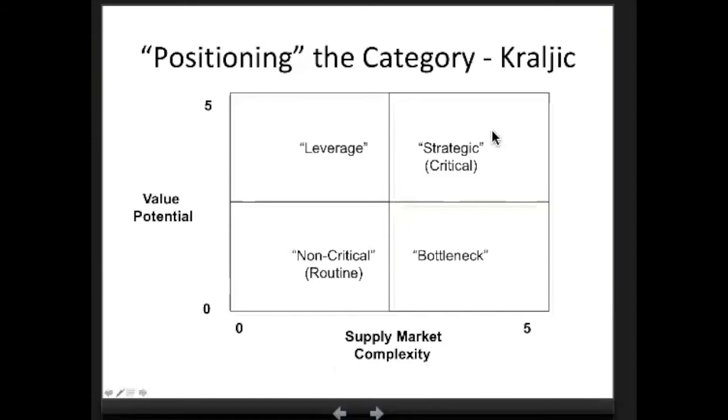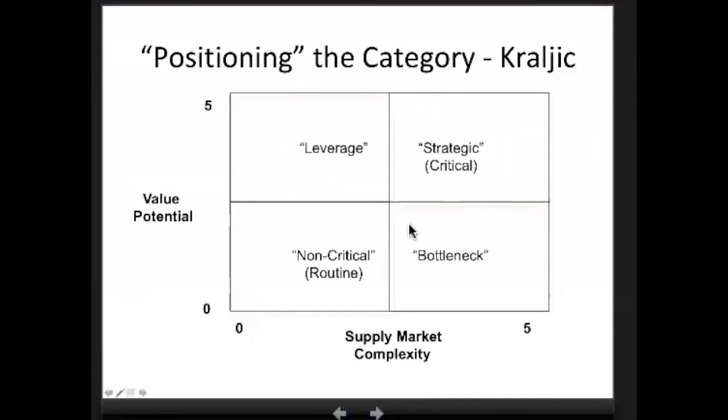Whereas on the other hand, you have strategic or critical items that are the ones where you have high supply market complexity and high value potential. For these items, you need a completely different strategy. You need long-term relationships with suppliers. Many times strategic alliances, technology alliances are part of this quadrant. So when you have items that you're sourcing that have high supply market complexity as well as high value potential, then you are looking at a different type of management from a sourcing point of view.